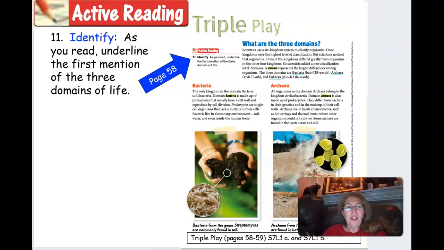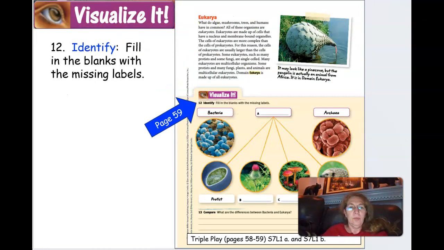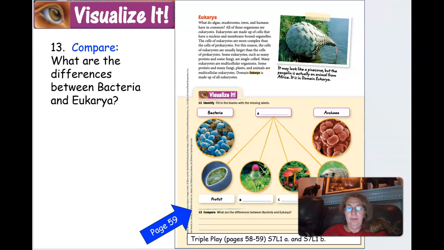Your first question in this section is an active reading, and they want you to underline the first mention of the three domains of life. The next question wants you to identify by filling in the blanks in the graphic organizer they have for you there. And then the last question wants you to take a little bit of time and compare the differences between bacteria and eukarya. So in the space provided there, one good thing you could do is divide it in half and title one side bacteria and the other side eukarya.